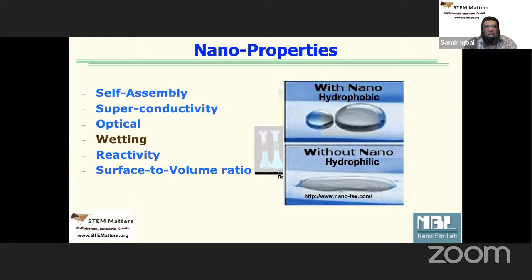So a surface can be hydrophobic. Give me an example of a hydrophobic surface. Glass. Yes.